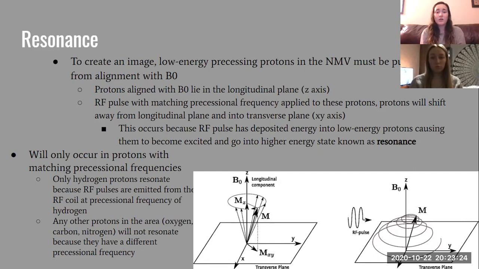This occurs because the RF pulse has deposited energy into low energy protons, causing them to become excited and go into higher energy states known as resonance. This will only occur in protons with matching precessional frequencies. Only hydrogen protons resonate because RF pulses are emitted from the RF coil at the precessional frequency of hydrogen. Any other protons in the area, such as oxygen, carbon, or nitrogen, will not resonate because they have a different precessional frequency.